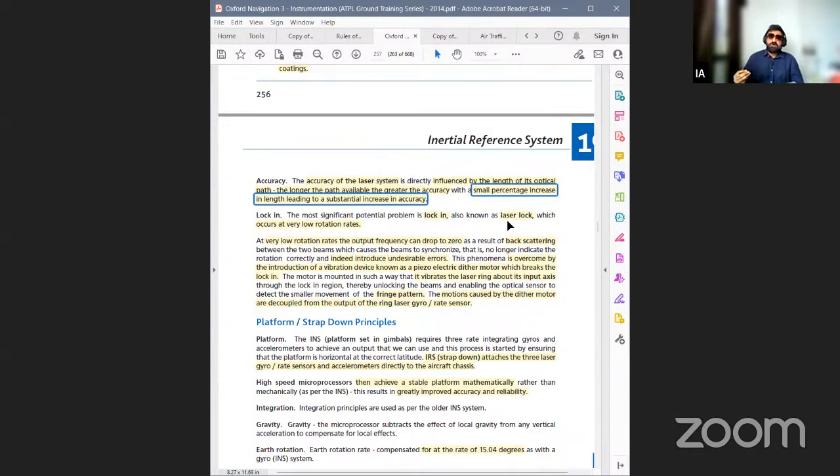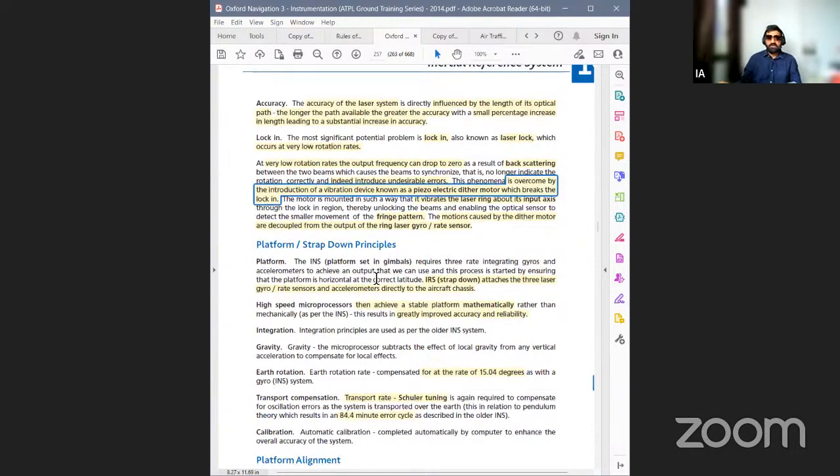We get a laser lock whenever rotations are at very low RPM, similar to gimbal lock. We use a piezoelectric dither motor. Piezoelectric is quartz based. A dither motor will prevent the laser lock-in in a ring laser gyro or an IRS. Strapdown simply means that the three laser gyro rate sensors and accelerometers are connected directly to the aircraft chassis. It's a design feature.